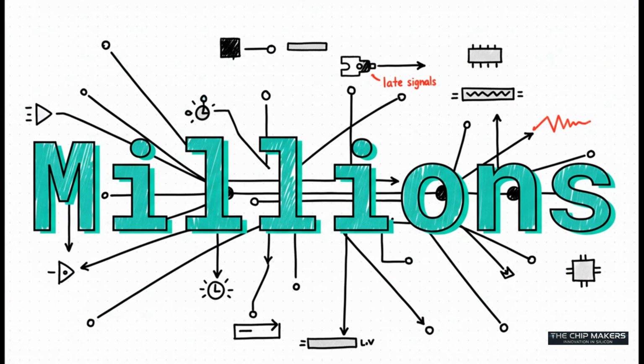And listen, we are not talking about a few dozen racers here. We are talking about millions of these individual timing paths. Every single one has a deadline it has to meet perfectly. Because if even one signal is late, just one, the whole system can come crashing down. The stakes are incredibly high.